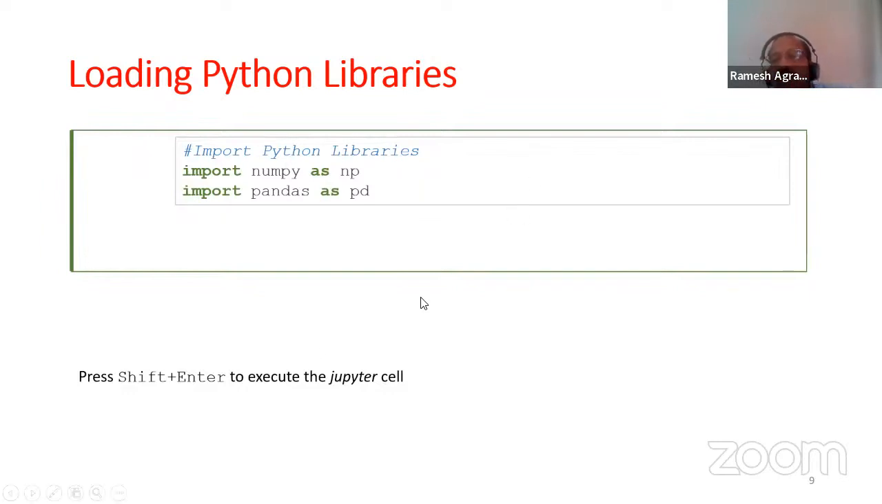One of you is asking, is MATLAB free like R? No, MATLAB is not free. It is a costly software.